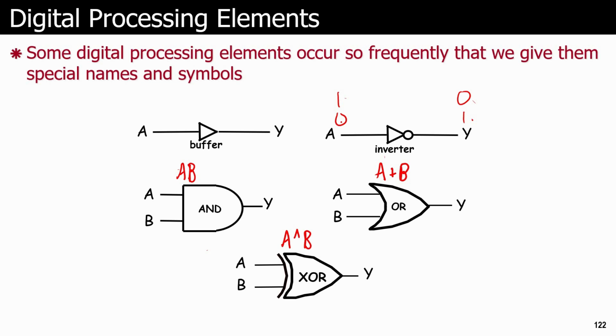That is, if A and B are different, so A is 0 and B is 1, then you get a 1 out. If A is 1, B is 0, you get a 1 out. But if the two inputs are the same, then you get a 0 out.